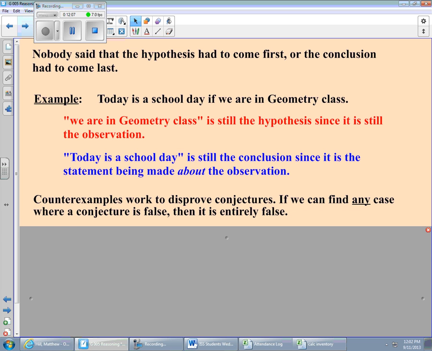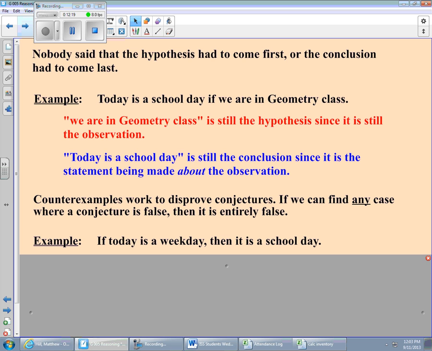Now, as we said, counterexamples work to disprove conjectures. If we can find any case where a conjecture is false, then it makes it entirely false. So let's see if we can figure this out here. Taking the same information but twisting it up again, this example is going to be: if today is a weekday, then it is a school day. Okay? If today is a weekday, then it is a school day.